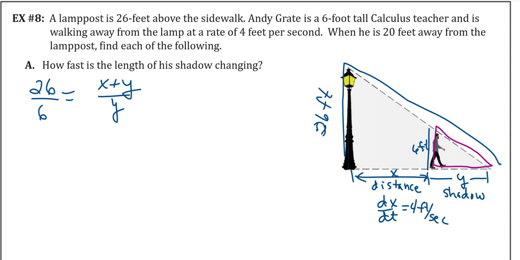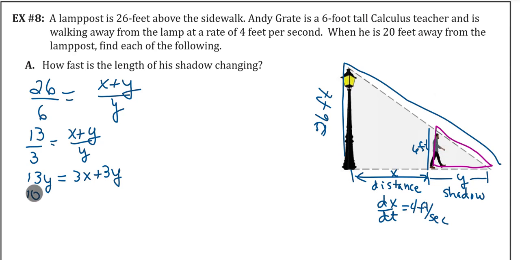Okay, so let's simplify this a little bit. So we have 13 over 3 is x plus y over y. So making this just an equation in y will be a lot easier. So 13y is equal to 3x plus 3y if I cross multiply. So 10y equals 3x. So my equation becomes simply y equals 3/10 x.